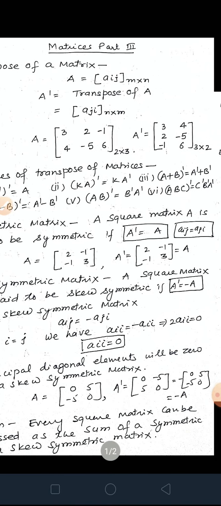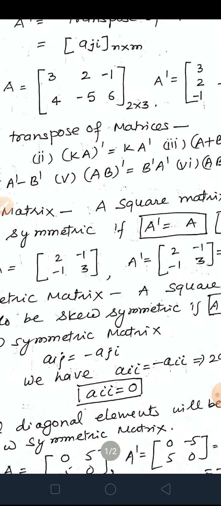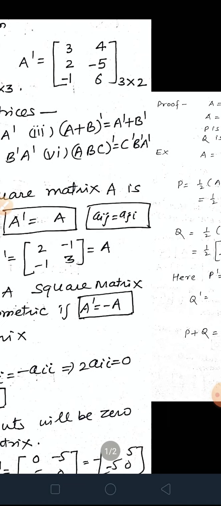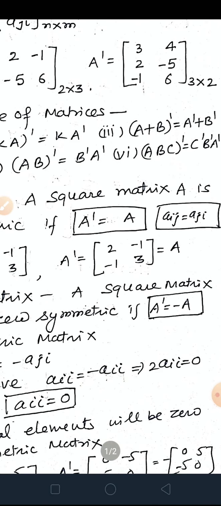The relation between their elements will be like this. I would like to highlight this: Aij is equal to Aji. What does it mean? It means A12 is equal to A21, A13 is equal to A31, A23 is equal to A32. It will happen in a symmetric matrix only.